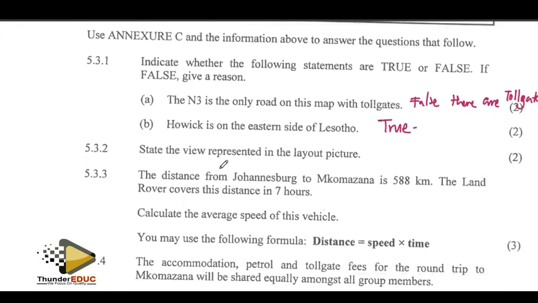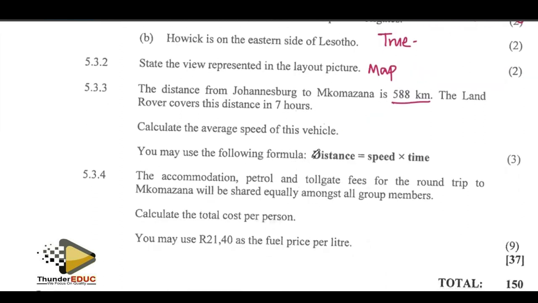State the view represented in the layout below. We shall say it's a roadmap. The distance from Johannesburg to Makosi is 888 kilometers. And the Land Rover covers this distance in 7 hours. Calculate the average speed of this vehicle.